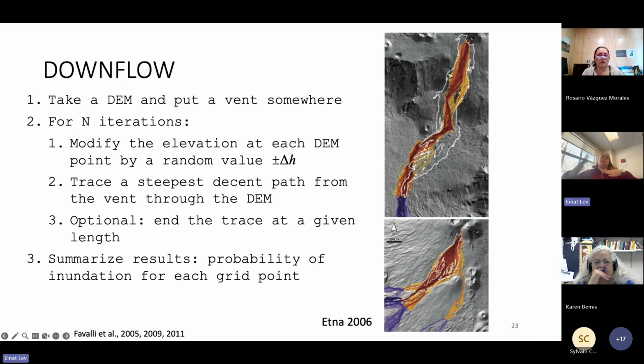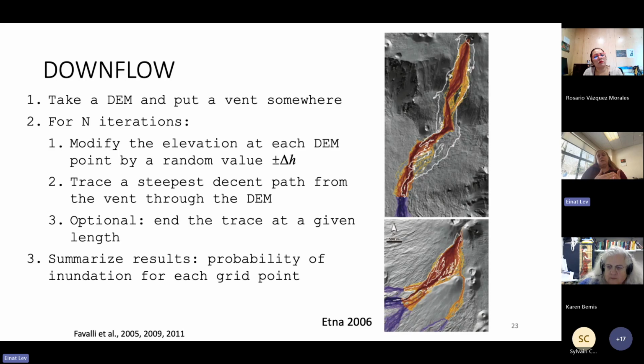So let's start looking at some of these models that are already available for you to use on Victor. As I said, this model, Downflow, was developed a long time ago. Its basic steps are to take a DEM, put a vent somewhere, and then for n iterations, which you get to decide, modify the elevation at each DEM point by some random value, plus or minus delta H. You get to decide that too. And then trace the steepest descent path from the vent through the DEM.